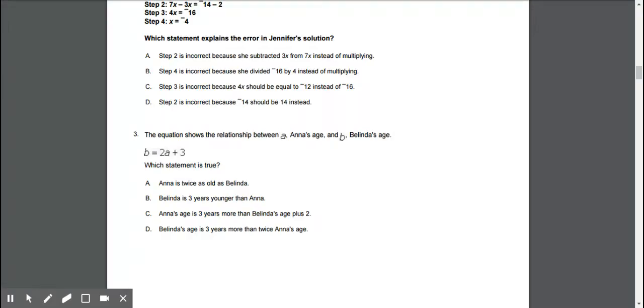The equation shows the relationship between A, Anna's age, and B, Belinda's age. B equals 2A plus 3. Which statement is true? A, Anna is twice as old as Belinda. B, Belinda is 3 years younger than Anna. C, Anna's age is 3 years more than Belinda's age plus 2. D, Belinda's age is 3 years more than twice Anna's age.